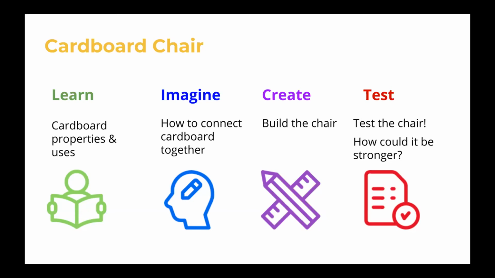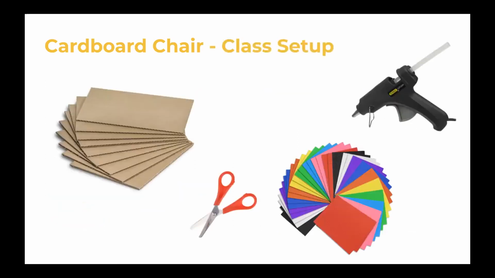So we wanted the students to come up with full-size cardboard chairs, which could be tested by the instructor, and then open up a discussion for how their chairs could be made stronger. Next. So in terms of class setup, we wanted to use very simple materials. So corrugated cardboard panels, these could be cut up from cardboard boxes, scissors, construction paper, and some hot glue. Next.